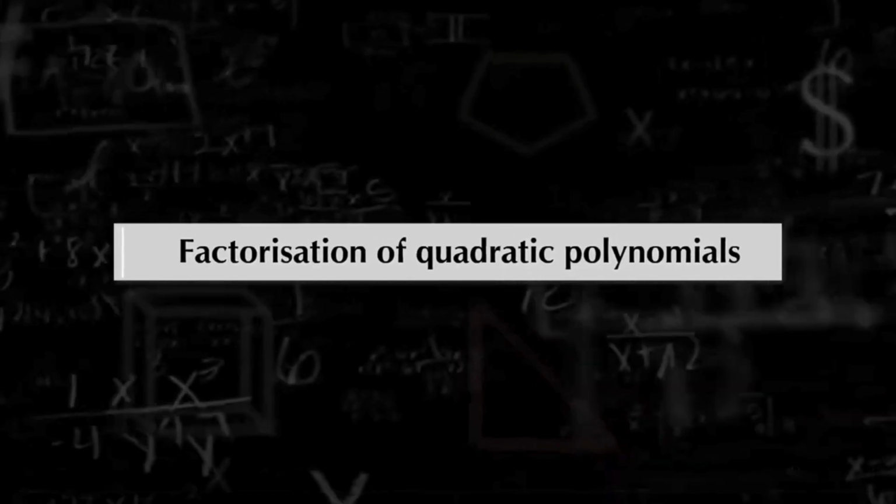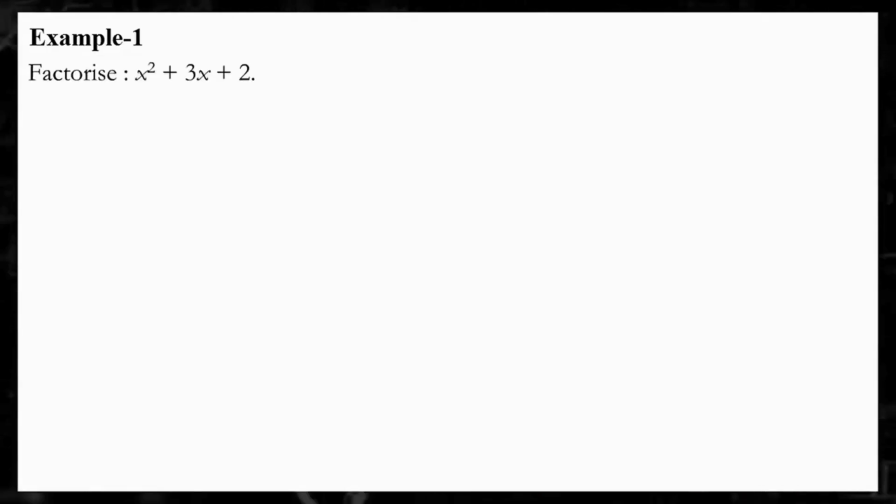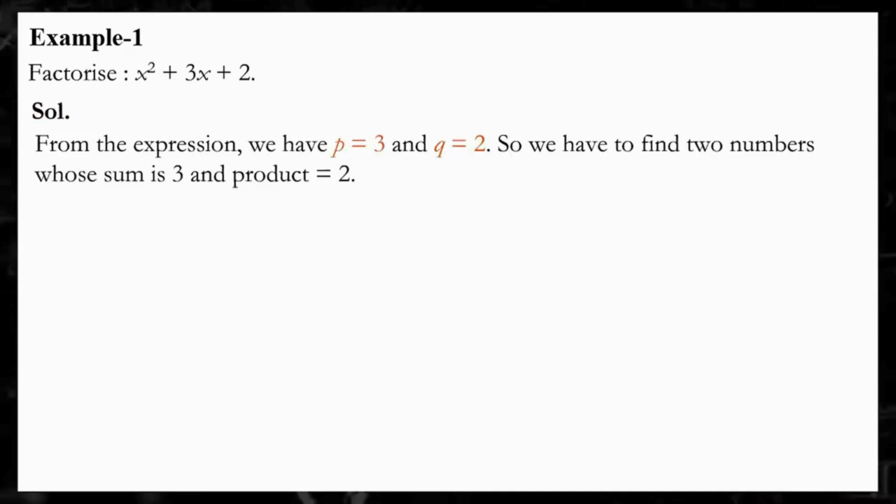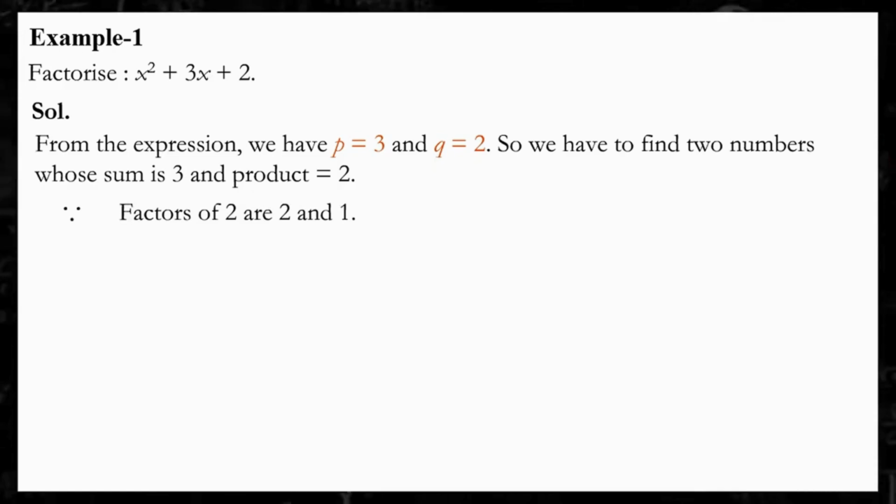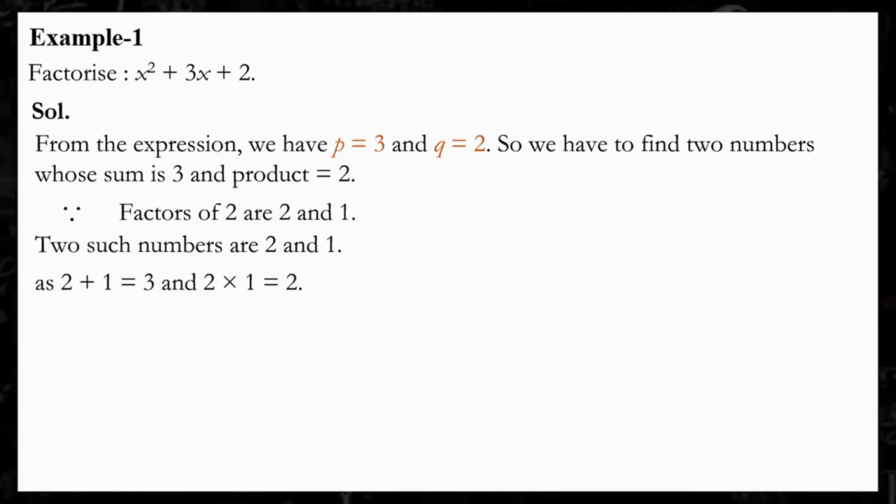Factorization of quadratic polynomials. Example 1. Factorize x square plus 3x plus 2. Solution. From the expression, we have p is equal to 3 and q is equal to 2. So, we have to find two numbers whose sum is 3 and product is equal to 2. Because factors of 2 are 2 and 1, two such numbers are 2 and 1, as 2 plus 1 is equal to 3 and 2 into 1 is equal to 2.